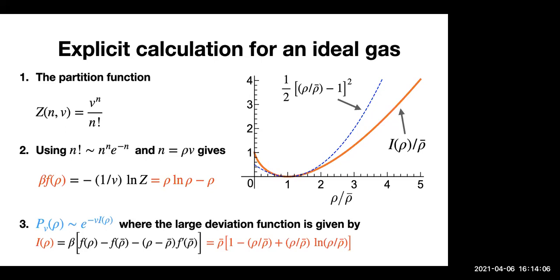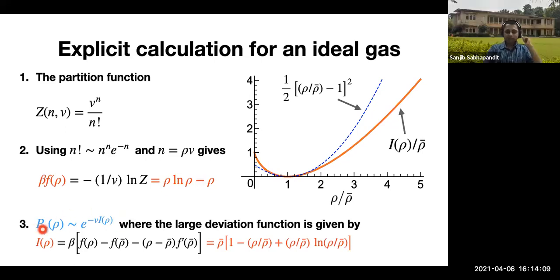So in this case, your function should have this form, and this large deviation function is exactly given by this for the ideal gas. This is the orange or red curve I'm plotting here, and this is the quadratic form. Near rho equal to rho bar, which is the typical value, they of course agree quite well. So around this typical value, a Gaussian distribution is a good description.